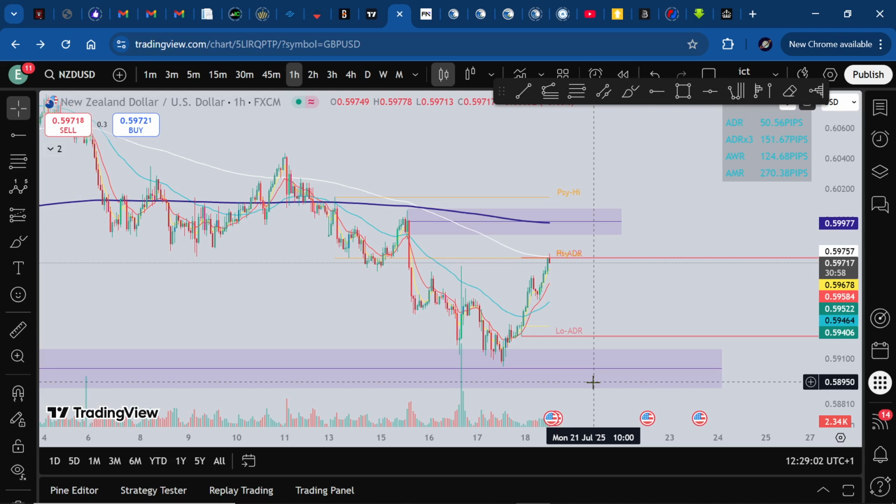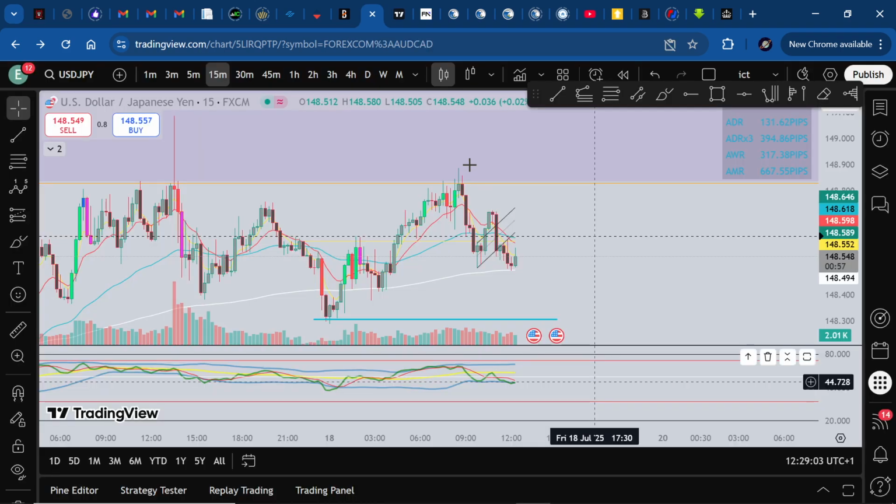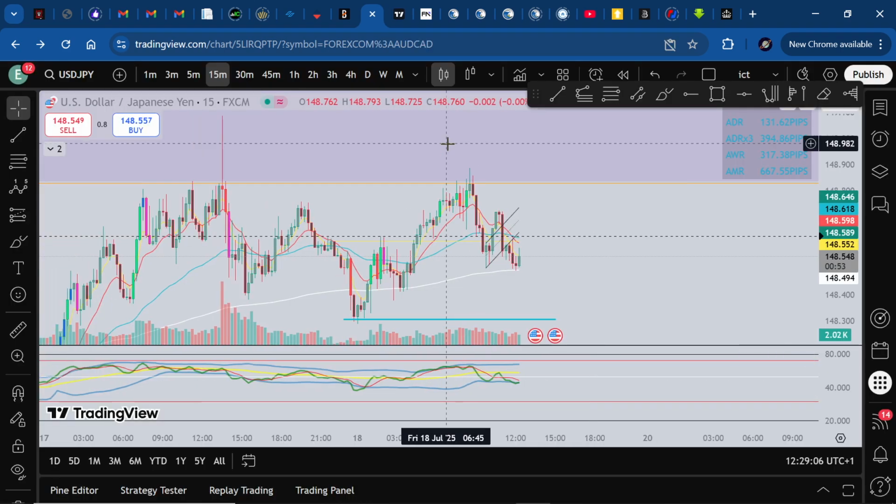So let's get into Bitcoin. Bitcoin is bullish. All right, we're on UJ. UJ, I'm in shorts, selling UJ, 1 hour time frame.